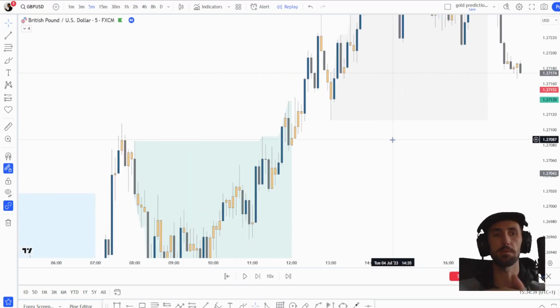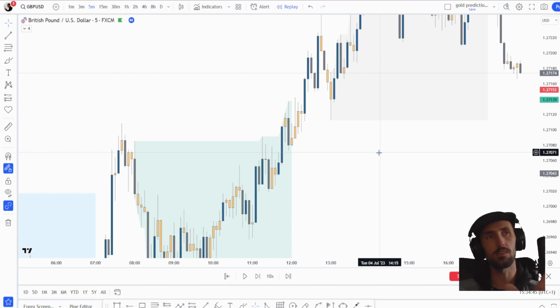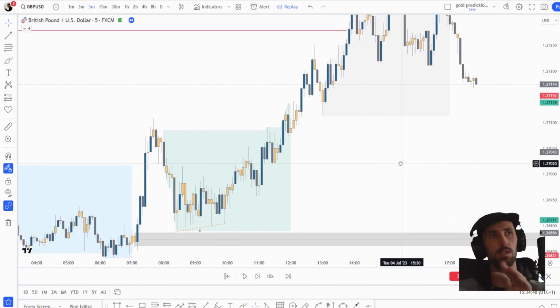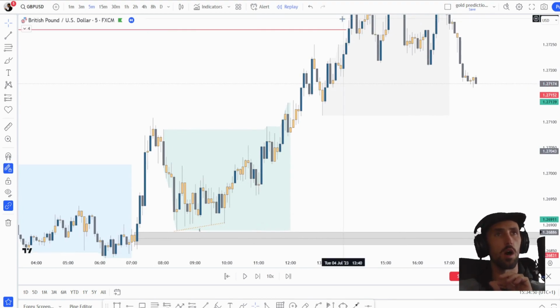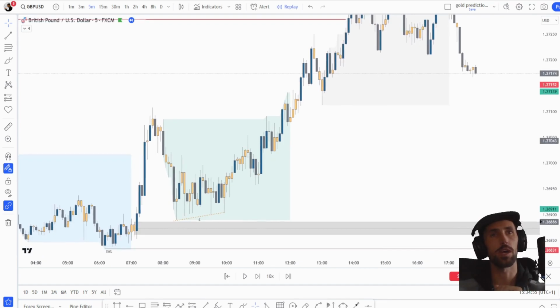Anything above the 50% of a given range, we're not going to be interested in anyway. Again, discount and premium, we'll get into that in another session. It's not a very hard concept to understand. Simply measure the low to high of a range. Anything above the 50% is not going to be valid to trade from.